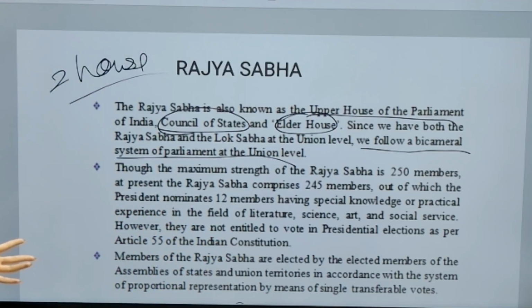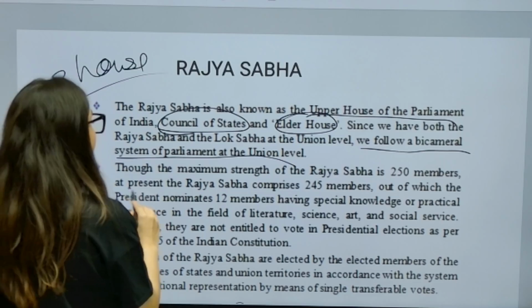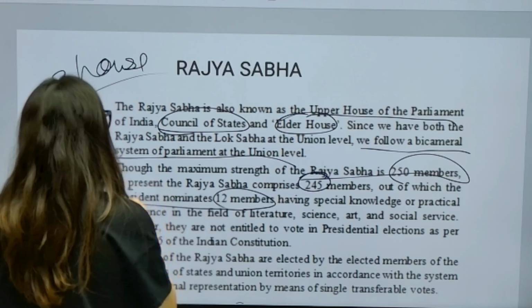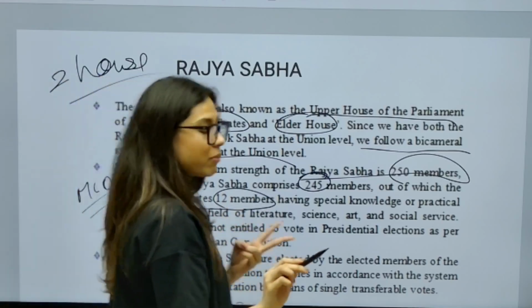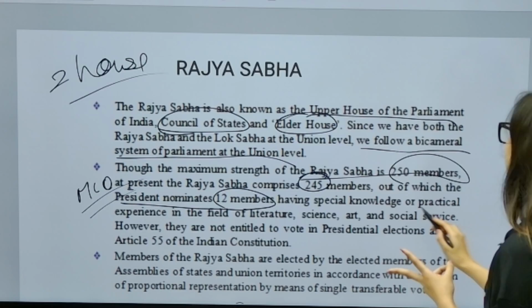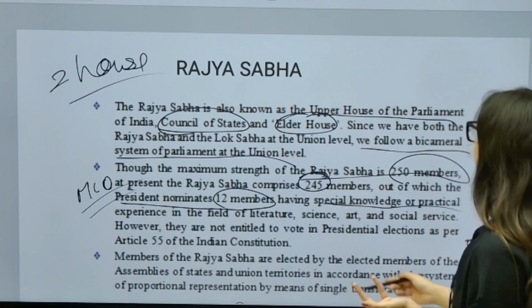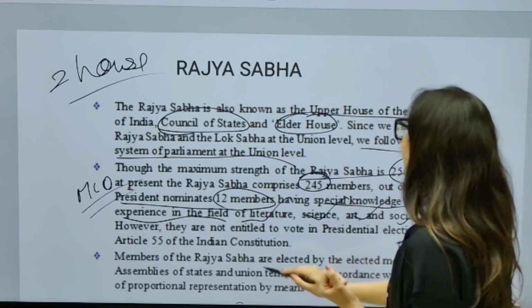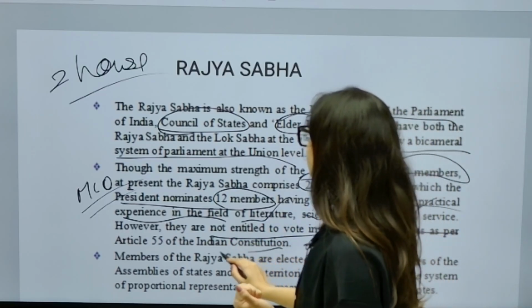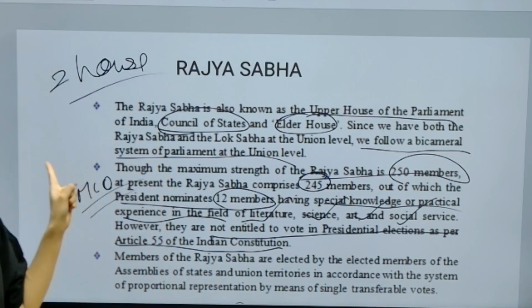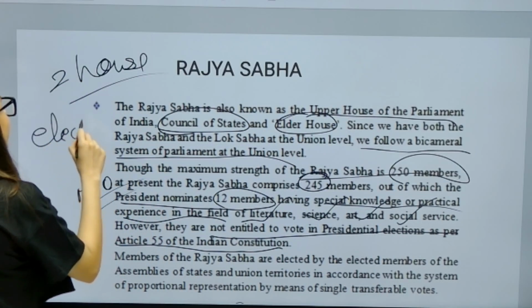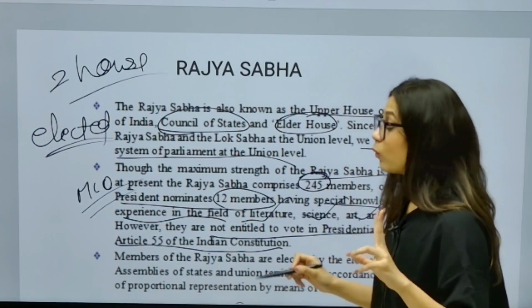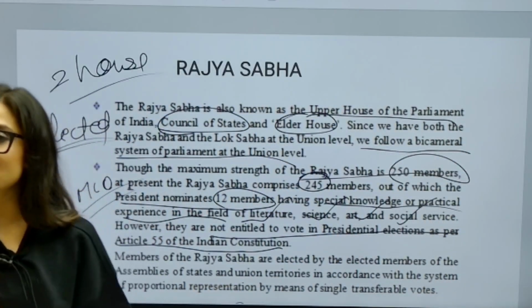So the maximum strength of Rajya Sabha is 250 members. At present there are 245, out of which president nominates 12 members. This you have to remember for MCQ. In Lok Sabha 2 members were nominated by president. In Rajya Sabha 12 members are nominated. Who can be nominated? Those who have immaculate experience in literature, science, arts, social service. But they are not entitled to vote in presidential elections as per Article 55. Because again, I told you, in the electoral college of president, only elected members will be there, not nominated members.